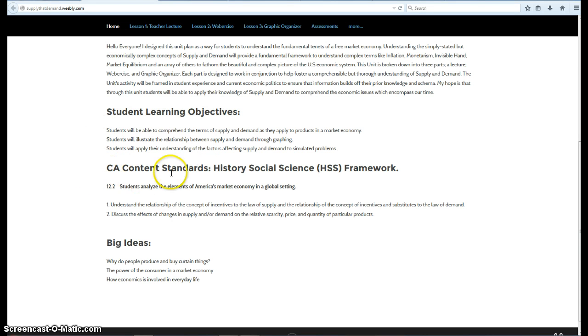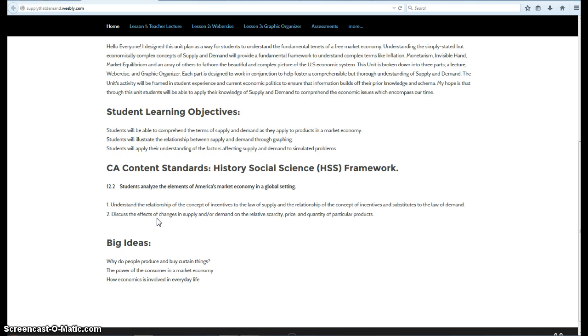So here's my California Content Standards History and Social Science Framework. Here it's under 12.2, and it says students analyze the elements of America's market economy in a global setting. And then number one is understand the relationship of the concept of incentives to the law of supply and the relationship of the concept of incentives and substitutes to the law of demand. And then the other one is discuss the effects of changes in supply and/or demand on the relative scarcity, price, and quantity of particular products.